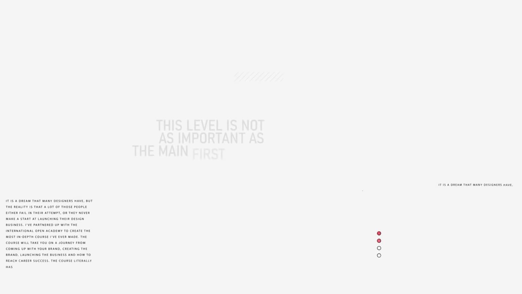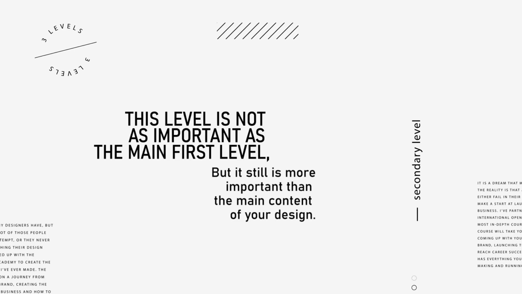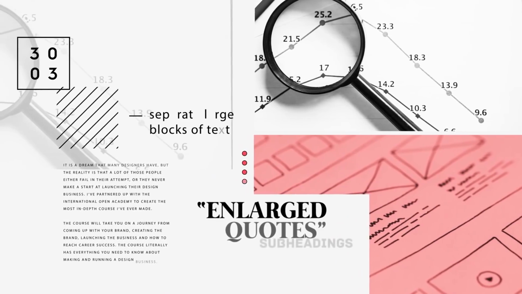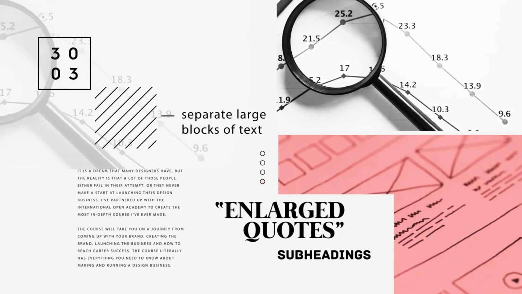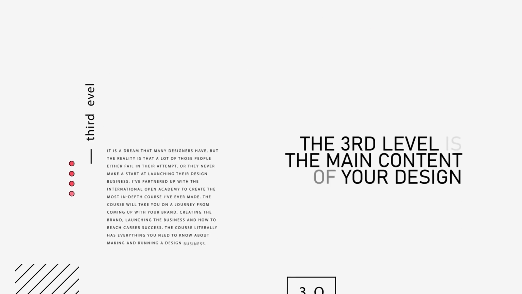The next level is the secondary level. Now, this level is not as important as the main first one, but it's still more important than the main content of your design. This could be things like subheadings, enlarged quotes, illustrations and infographics, or just separate large blocks of text. The third level is the main content of your design.